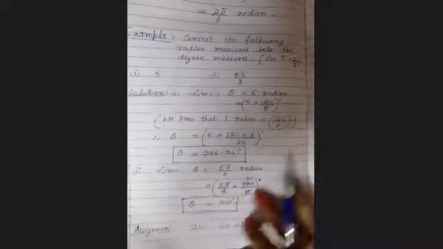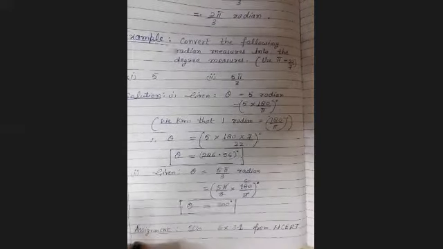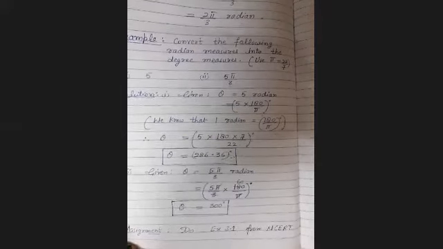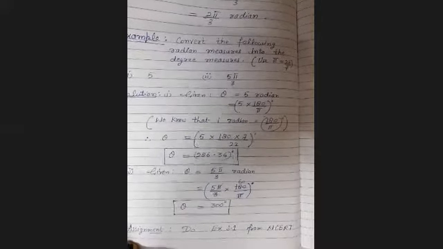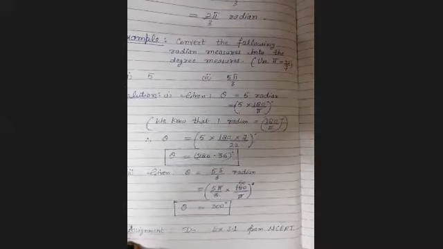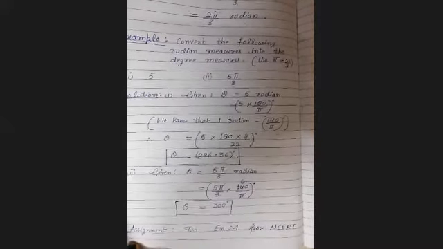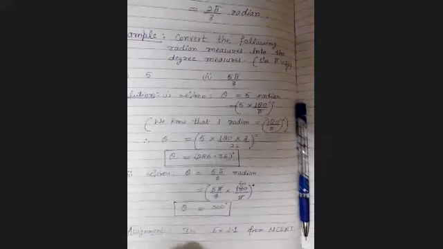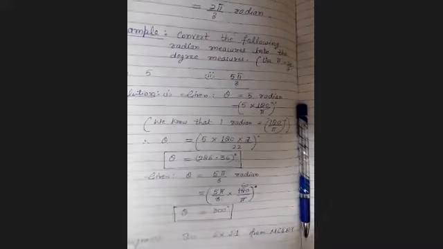Similarly, the second one is 5 pi by 3 radian. Again, multiplying by 180 upon pi degree, it will become 300 degree. Means an angle which is in terms of radian can be converted in terms of degree. So similarly, we can do many questions based on them. Exercise 3.1, question number 1 and 2 are based on them.